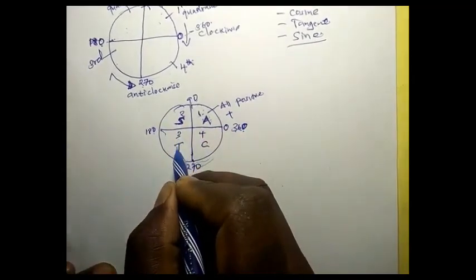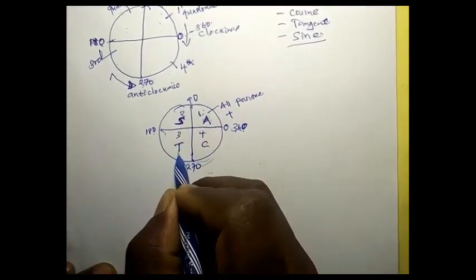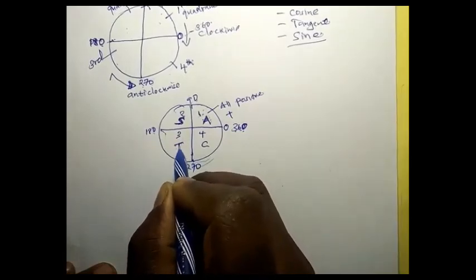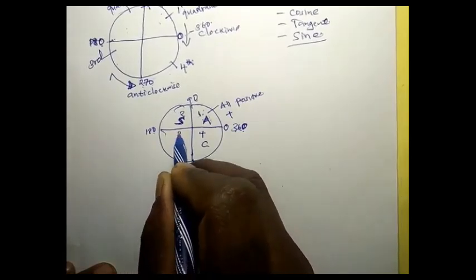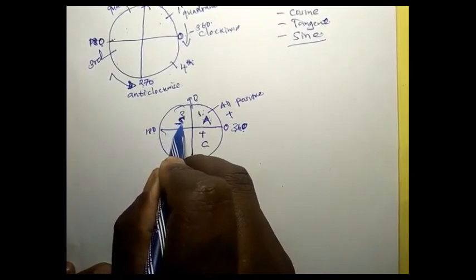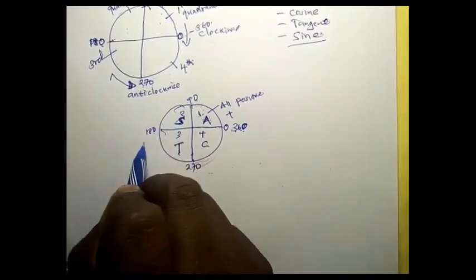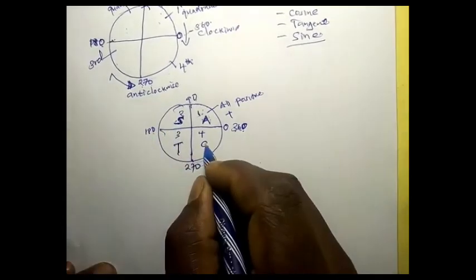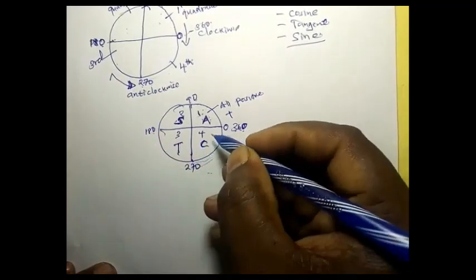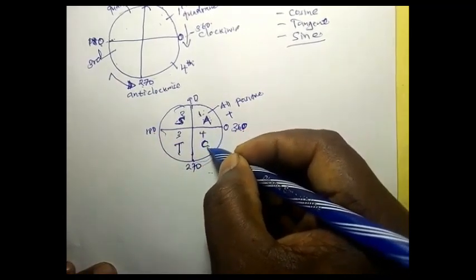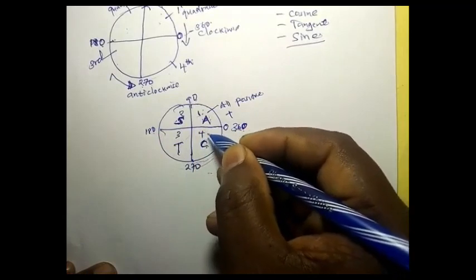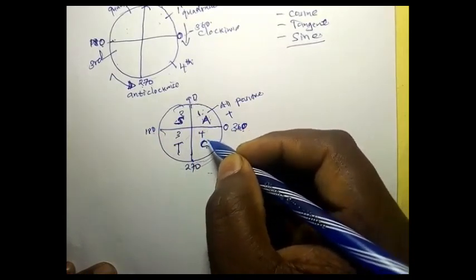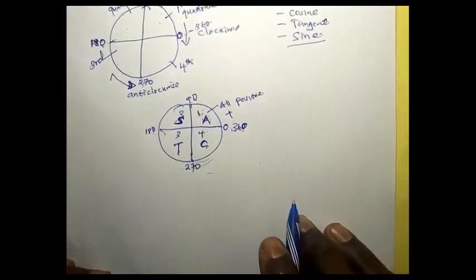At the third quadrant, it is only the tangent that is positive. So it means the cosine here is negative, the sine here is negative. Here the sine is positive, it means the tangent is negative, the cosine is negative. Here at the fourth quadrant, it is only the cosine that is positive. The rest are negative at the fourth quadrant. Very, very important to understand.